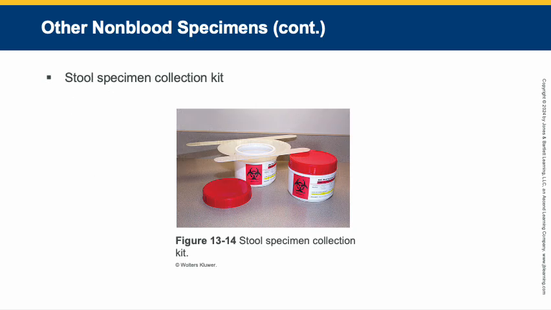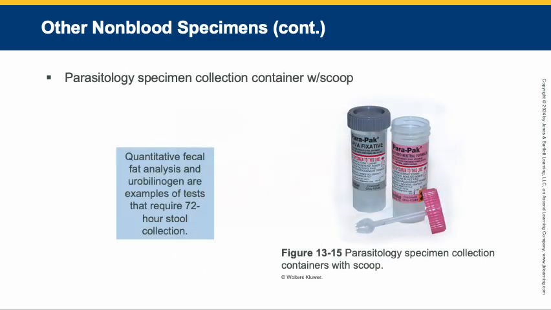This is a picture of a stool specimen collection kit. This is a picture of a parasitology container. This has preservatives in it that are going to preserve the parasites and their eggs for the ova and parasite testing.